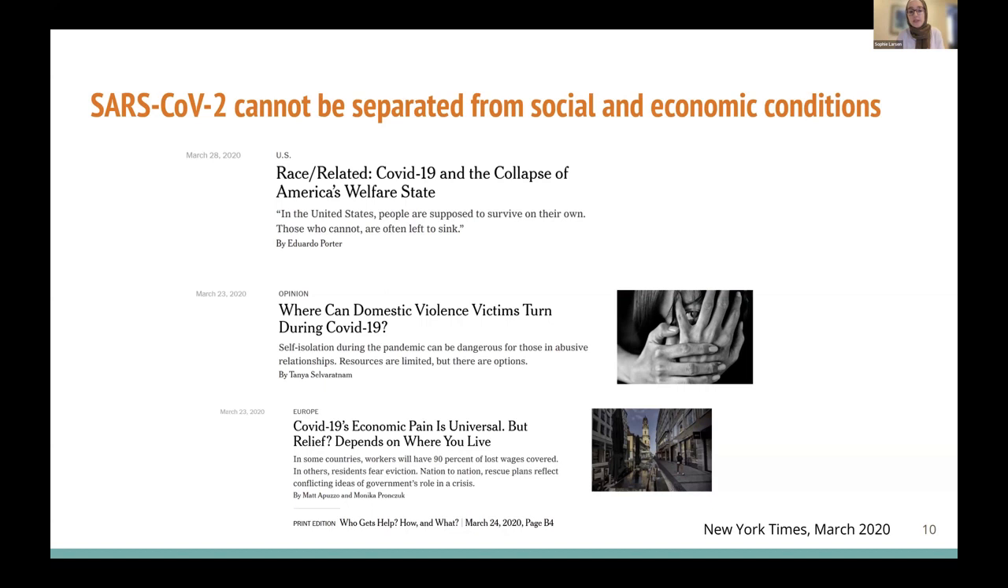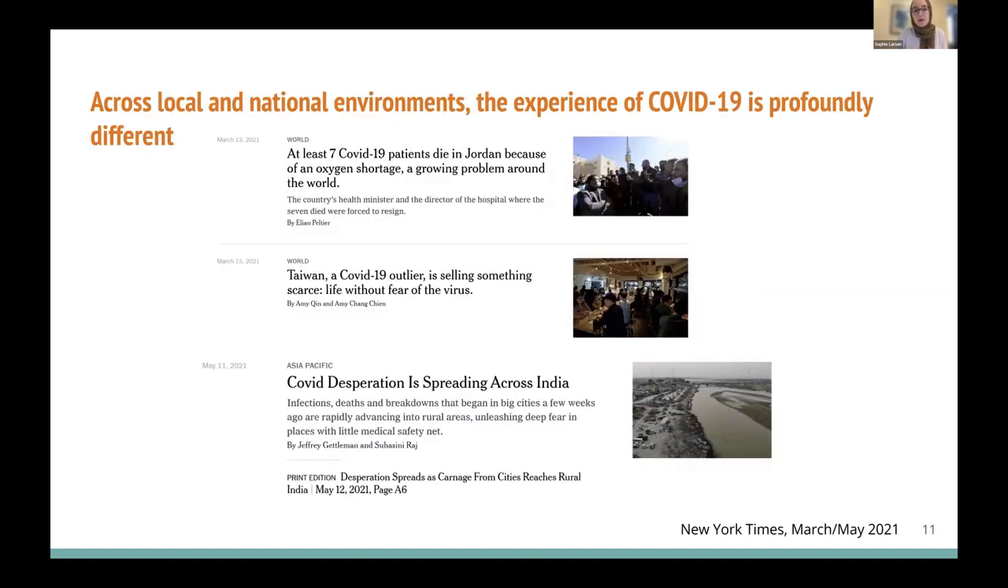And then we have, COVID-19's economic pain is universal, but relief depends on where you live. And across local and national environments, the experience of COVID-19 is profoundly different. So, these headlines are a year into the pandemic in spring 2021. And at this same point in time, we were watching COVID-19 patients die in Jordan because there was an oxygen shortage. In Taiwan, they were talking about living without fear of the virus because they had managed the cases so well. And then, of course, in India at this time, they were experiencing a massive Delta wave that was resulting in just mass death across the country.